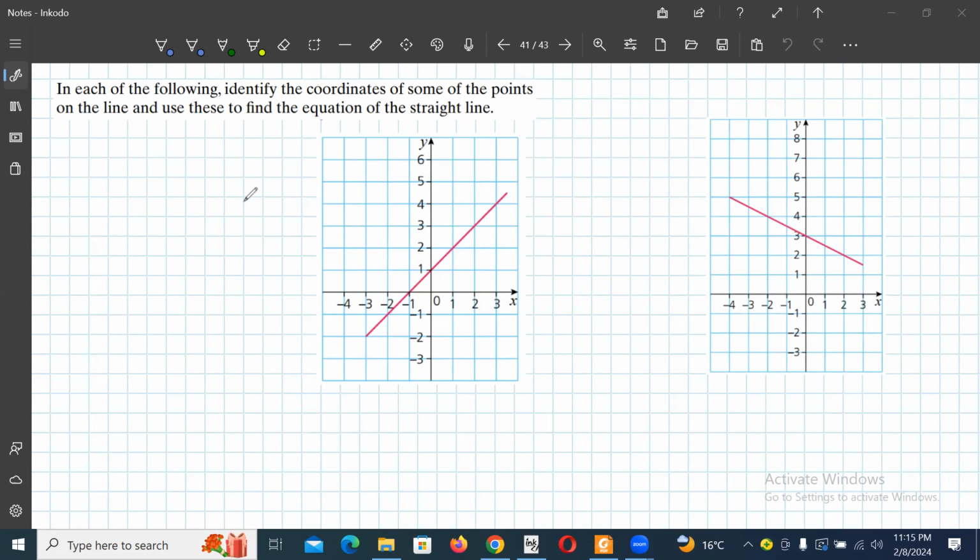So the general equation of a straight line is y equals mx plus c. Remember, in this equation of a straight line, m represents the gradient, whereas c is called the y-intercept. We can say that m is the gradient, whereas c represents the y-intercept.